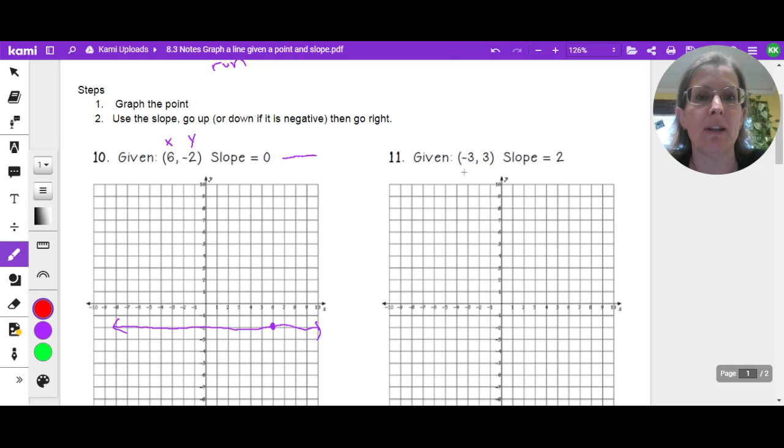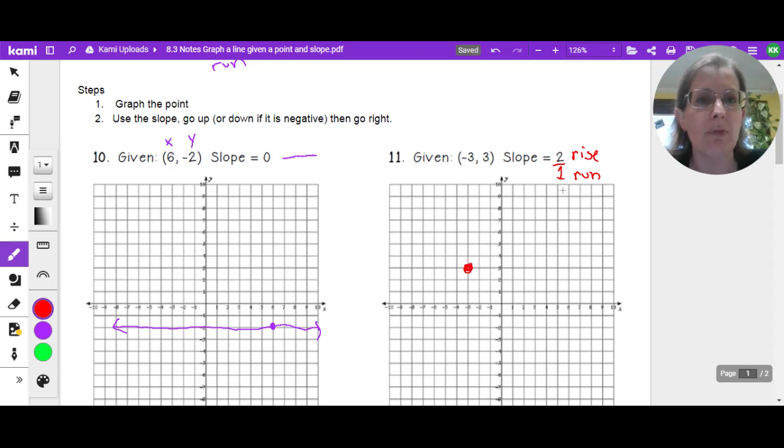This time we are given -3, 3, and our slope is 2. Remember, slope has to have a rise and a run. So we put a 1 underneath it to turn it into a fraction. So we have 2 as our rise, and then 1 is our run. So I start at -3, 3. I go left to -3, and then I go up to 3. So there's my first point.